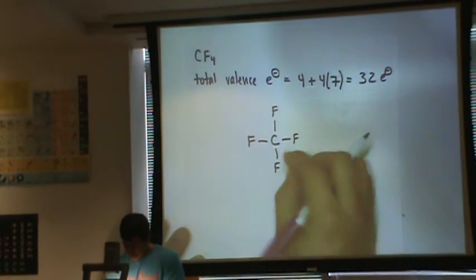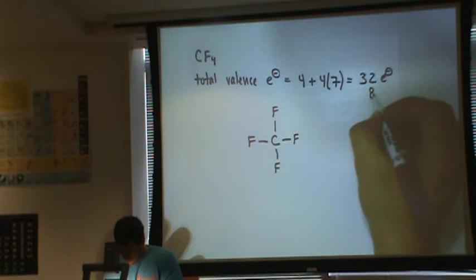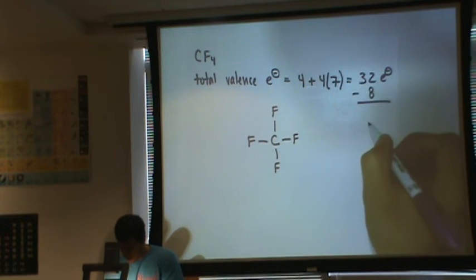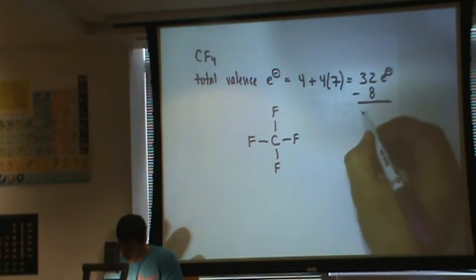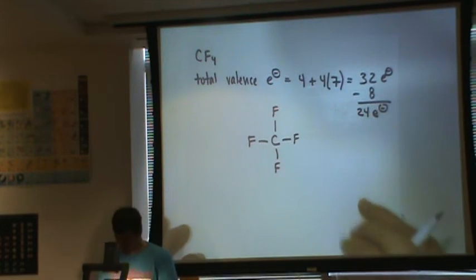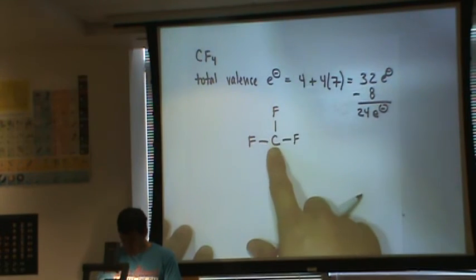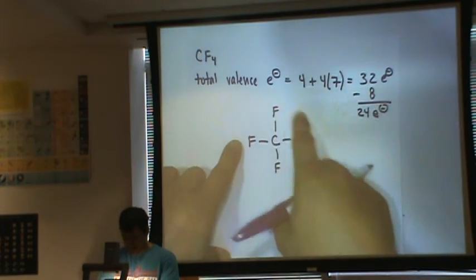Now how many electrons have we used? We used 1, 2, 3, 4, 5, 6, 7, 8. So we use 8 electrons to make our bonds. 32 minus 8 is going to be 24. So we want to use these 24 electrons. We need to put these in the molecule. Let's start from the outside in.